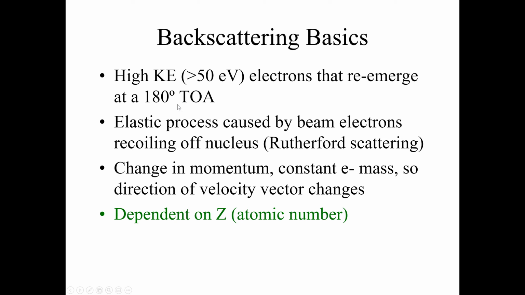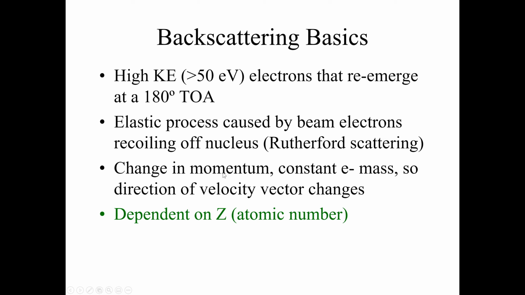Backscattering, how does it work? The way it works is the electron beam strikes a sample, it recoils off the nucleus, and that electron strikes a detector. It's a fully elastic process. All it is, is the beam electrons scatter off the nucleus, and they strike that detector at different energies. Technically, the only thing that changes is the direction of velocity. There's a slight change in momentum, slight mass change, but the velocity vector changes.